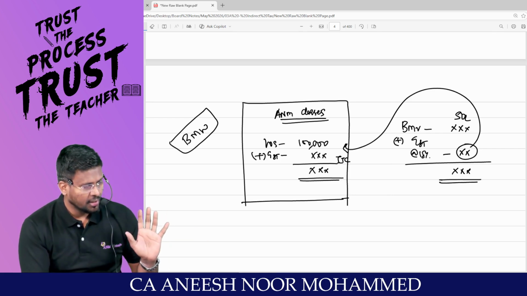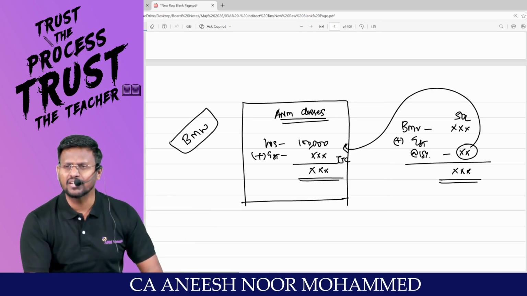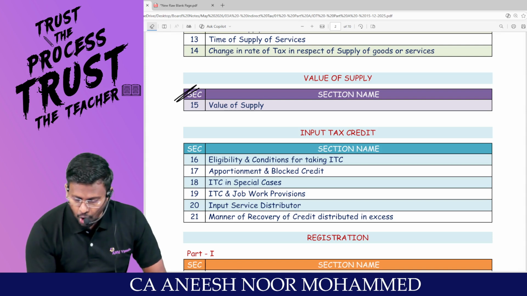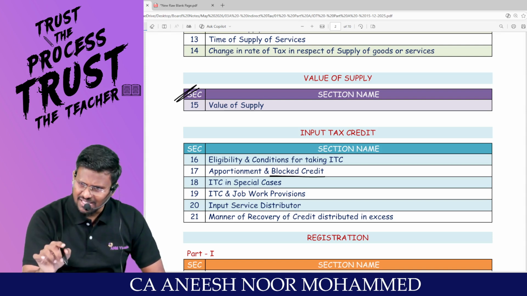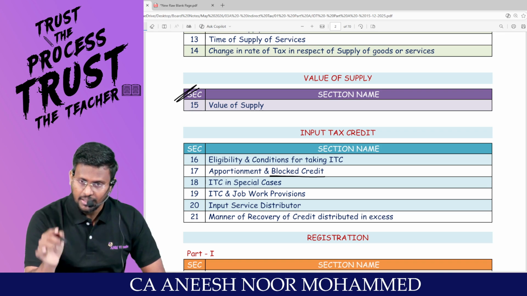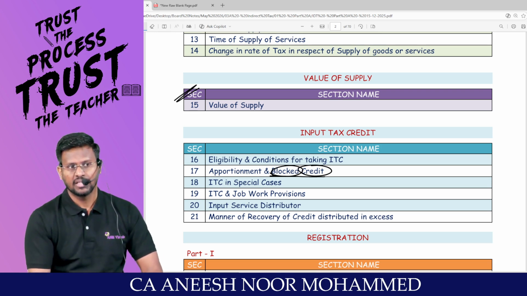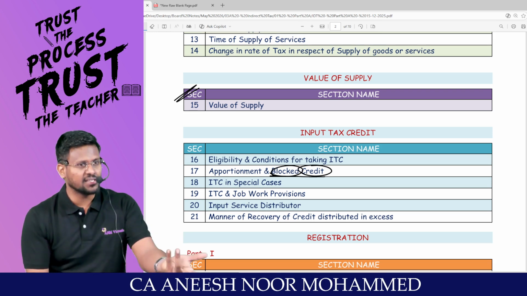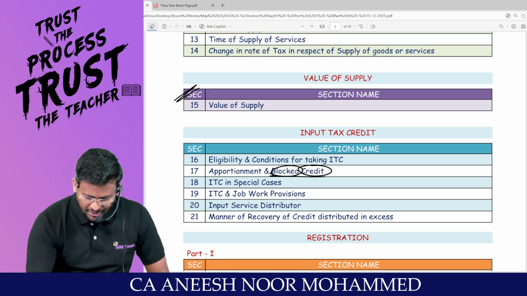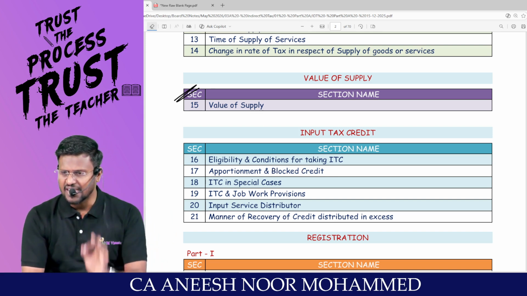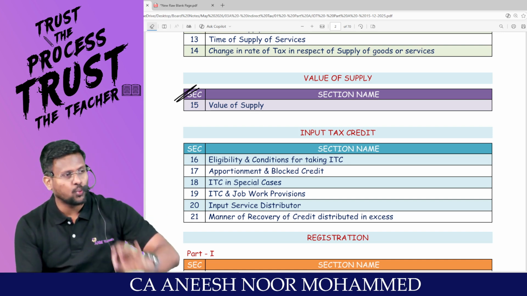If the input is related to output, then ITC can be taken. If the input is not related to output, then you can't take the ITC. That is called blocked credit. That means the input tax credit is blocked. You can't take ITC. That's why it is called blocked credit. So section 17 is answering two questions: how to do the apportionment and what is the blocked credit?